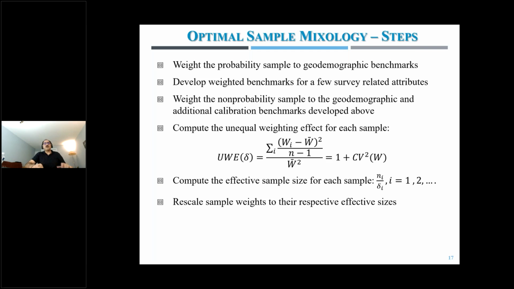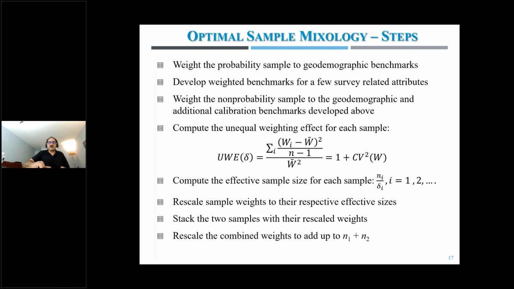And then you can go ahead and rescale the weights for the probability sample and non-probability sample to their respective effective sample sizes. And then you can stack the two survey datasets with the rescaled weights and go about your analyses. If you want, you can also add this cosmetic adjustment whereby the weights are rescaled one more time so that they add up to the total sample size N1 plus N2.